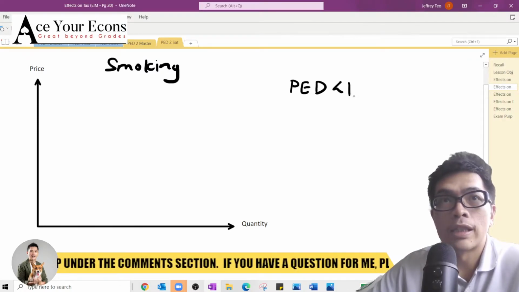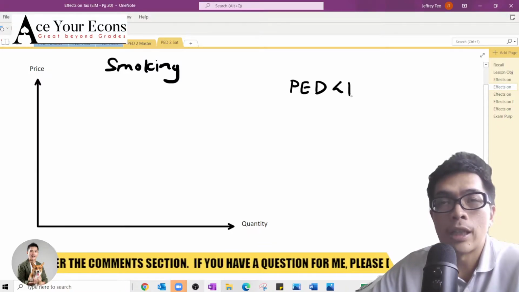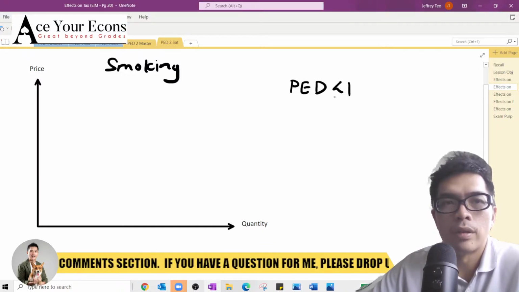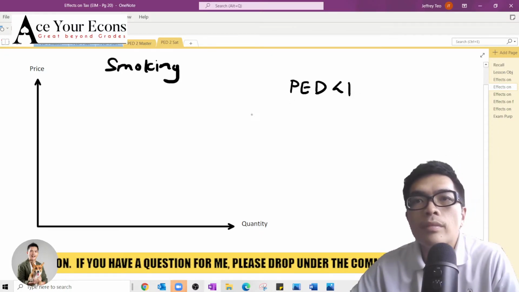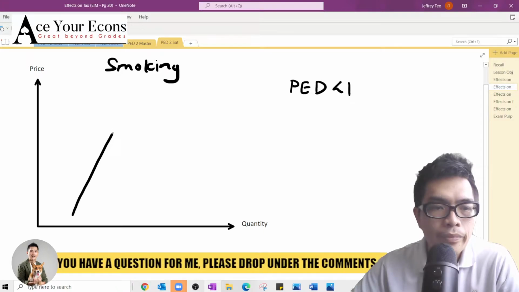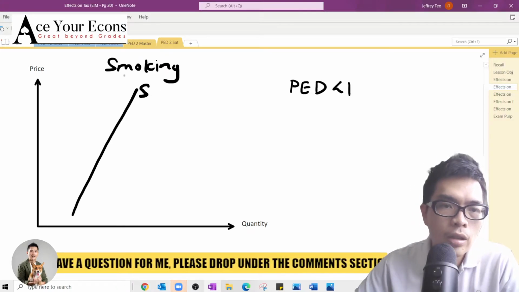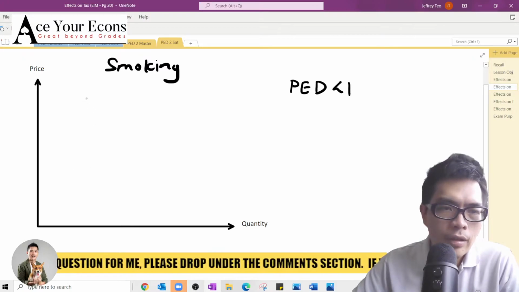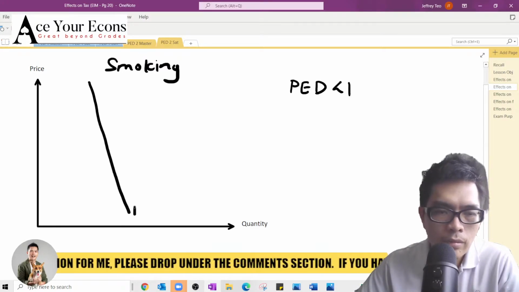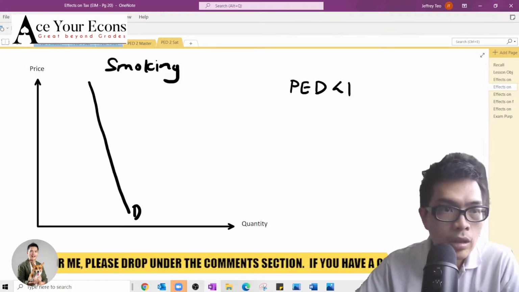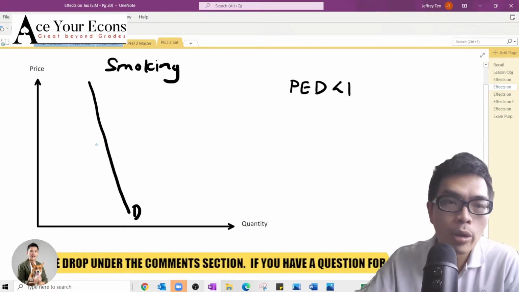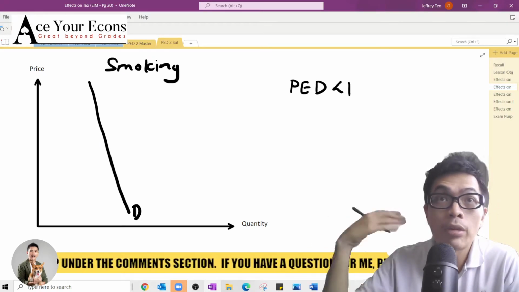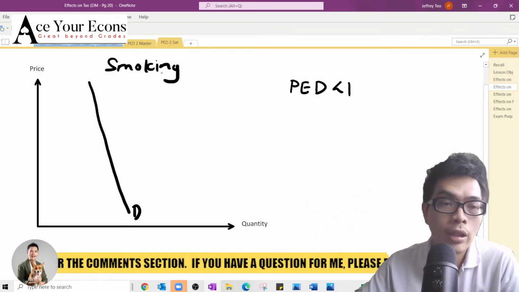And what should be the shape of your demand curve? Steep or flat? If it's less than 1. Steep or flat? Type it out. It should be sufficiently steep. So this is your demand curve, sufficiently steep. Of course, like I said, this is a simplified illustration. When we move on to externalities, then we'll use another different approach. Please don't draw this when you learn externalities.